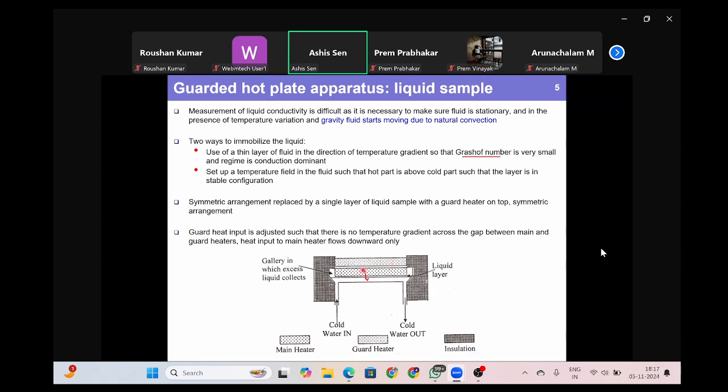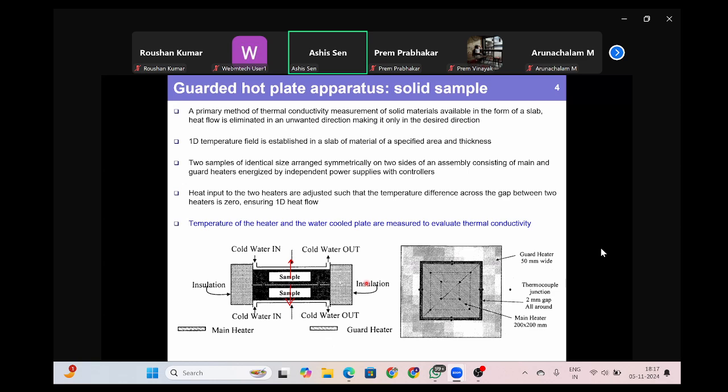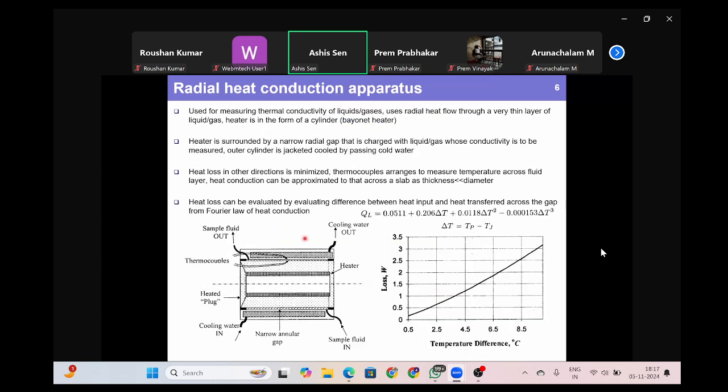And by measuring the temperature of the heater, by measuring the temperature of the water, you can actually get the temperature gradient across the liquid layer. And by knowing the temperature gradient, by knowing how much heat flux is supplied to the main heater, you can find out the thermal conductivity. Right. So this is the hot plate apparatus for liquid. We talked about the hot plate apparatus for solid. Next, we look at a radial heat conduction apparatus.